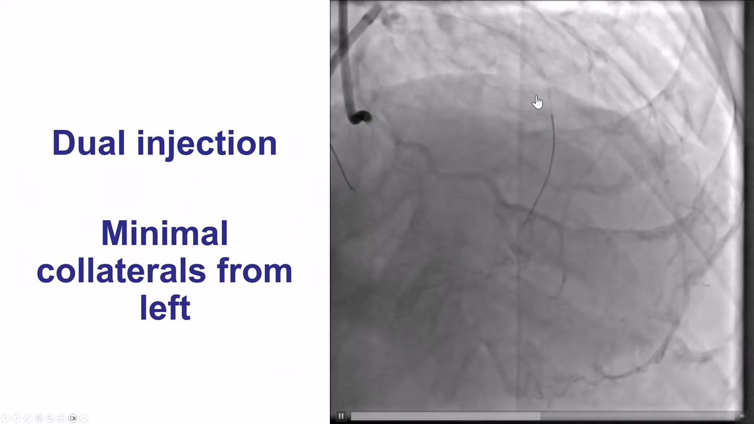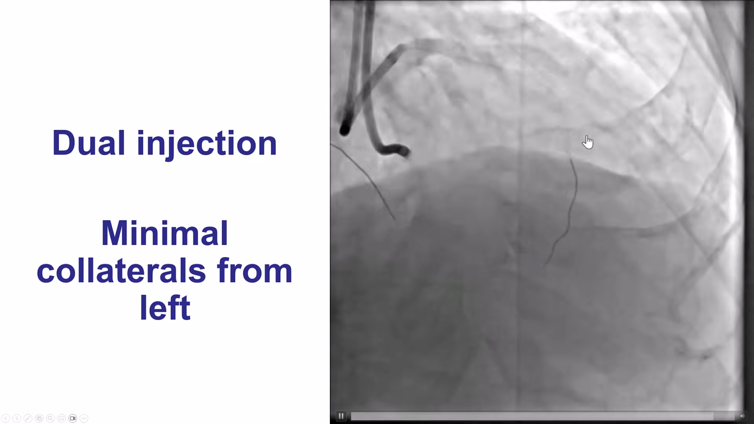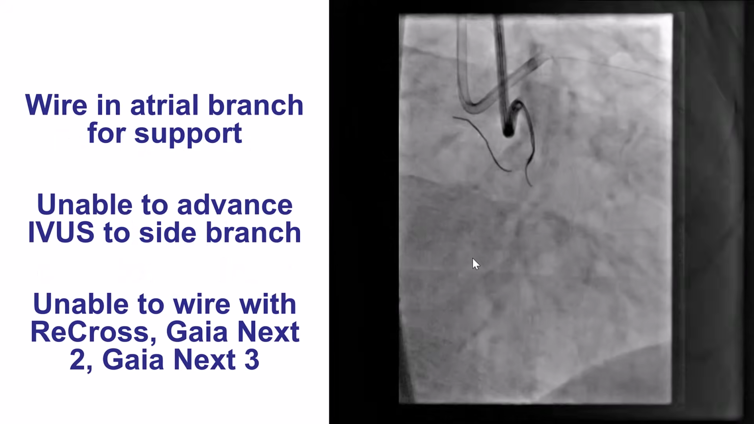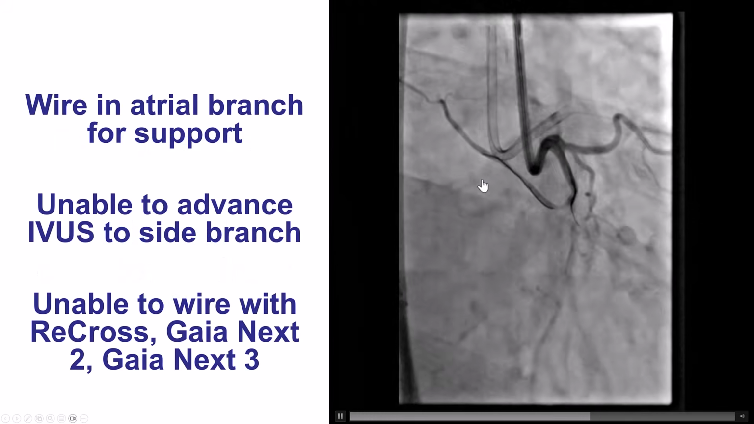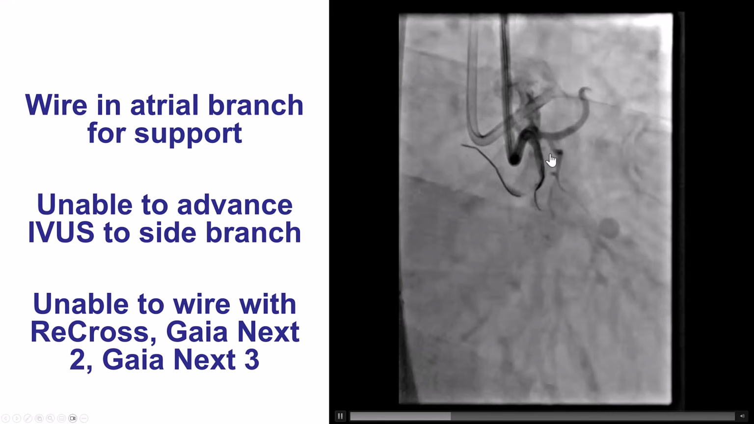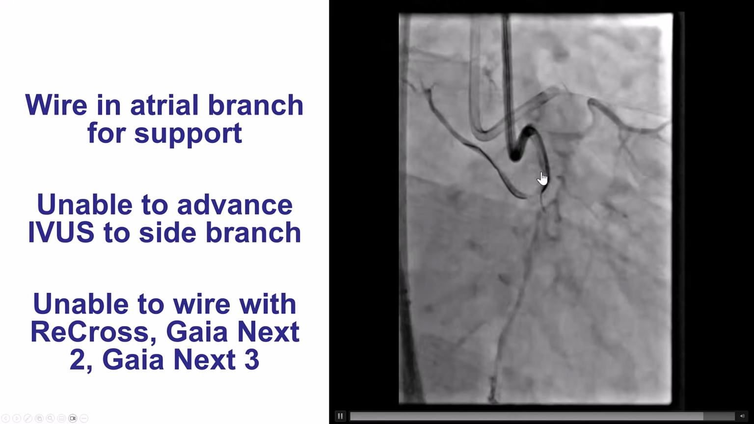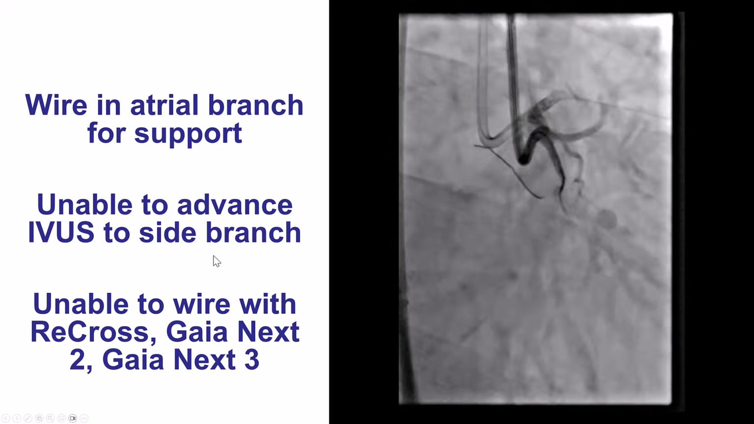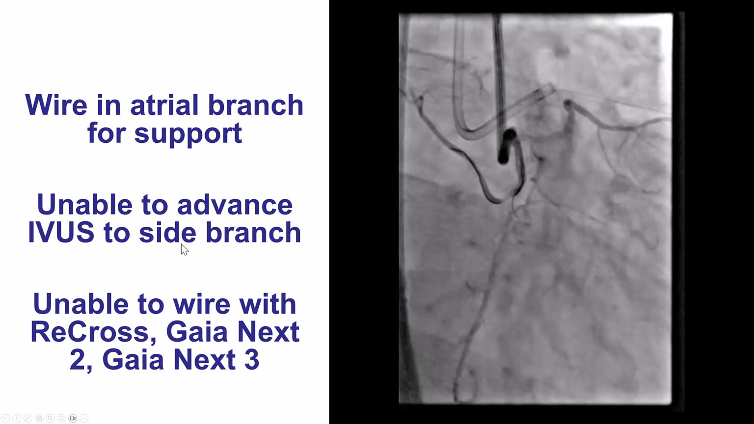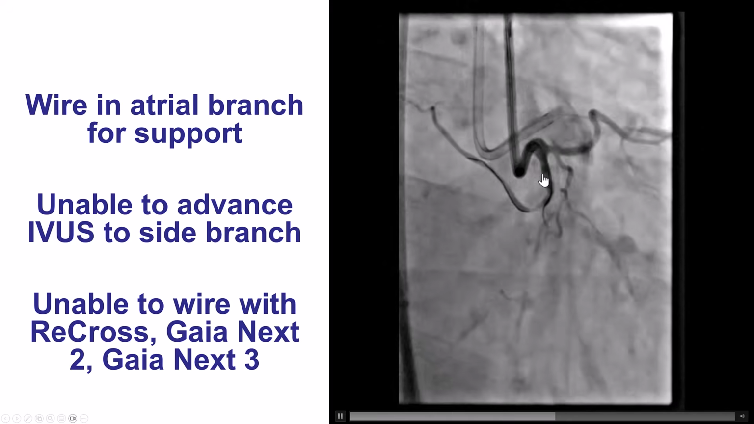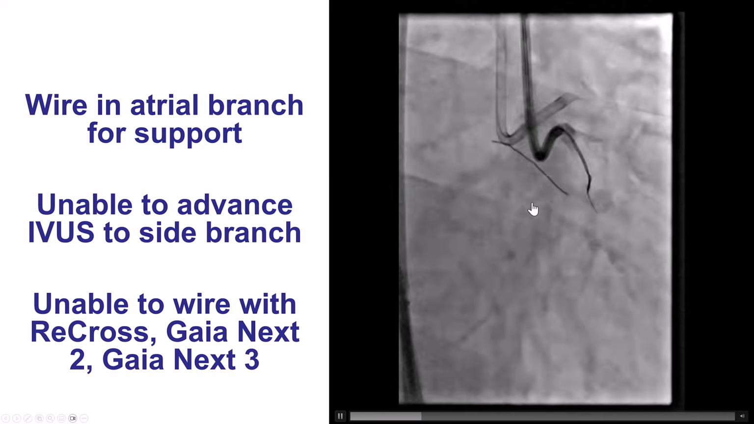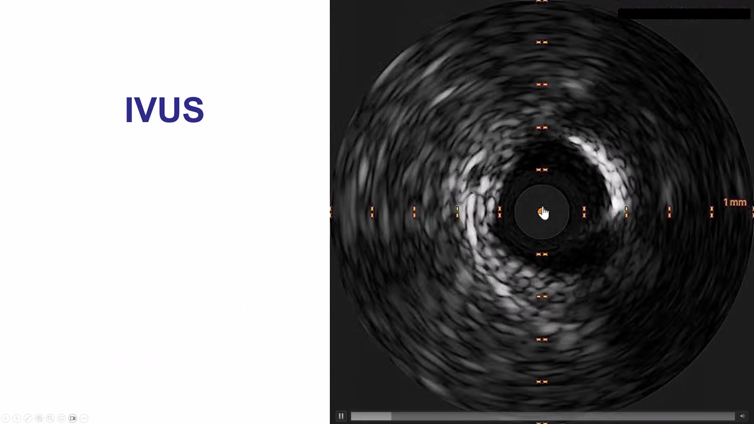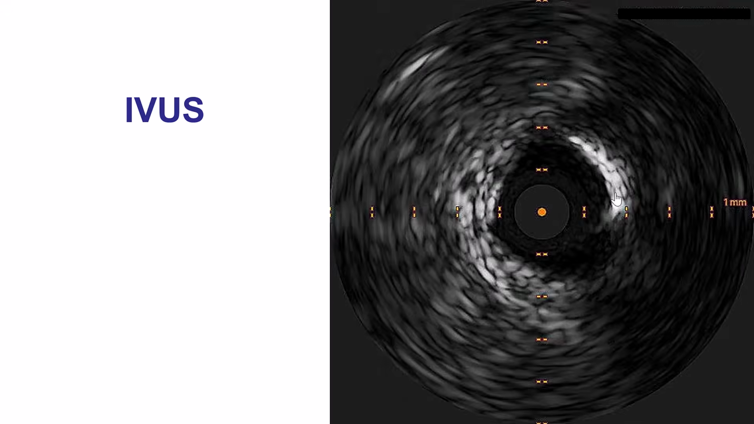This is the dual injection. Once again, not really much filling of the RCA from the left. We placed the guide wire in the atrial branch, but unfortunately we were unable to advance an IVUS catheter. We used a Recross dual lumen microcatheter, trying to cross through the occlusion, but this did not go well. Again, the IVUS could not cross through the atrial branch because of heavy calcification.